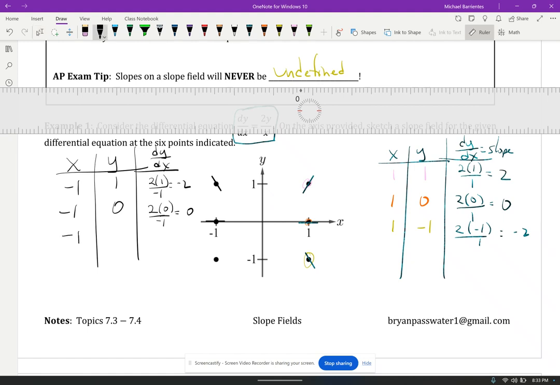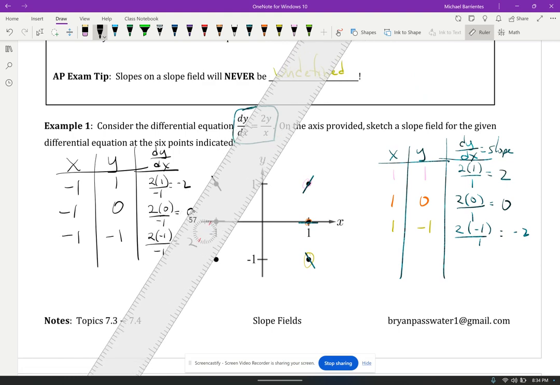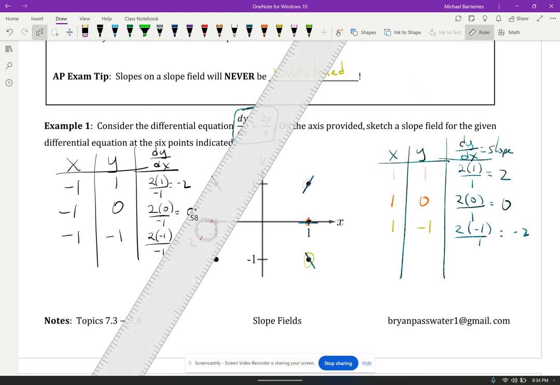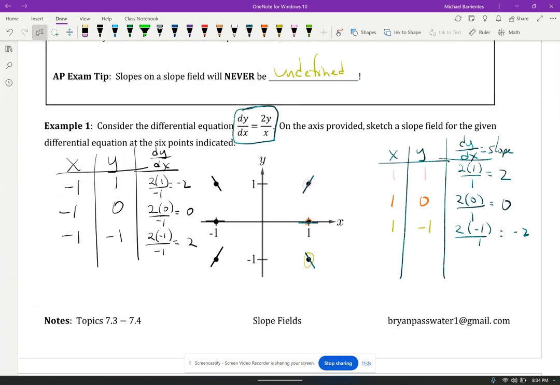And then the last one, x equals negative 1, y equals negative 1, multiply 2 times negative 1 divided by negative 1, and that just gives me 2. So now I need a slope of 2, so I'm going to align it this way. Why? Because this goes up 2 over 1. So this will be, bam. I just created a slope field with just 6 points, right? They don't want me to build a complete slope field. And I did it by using this differential equation, this derivative equation that finds the slope for me, and it tells me what direction it's going to go.